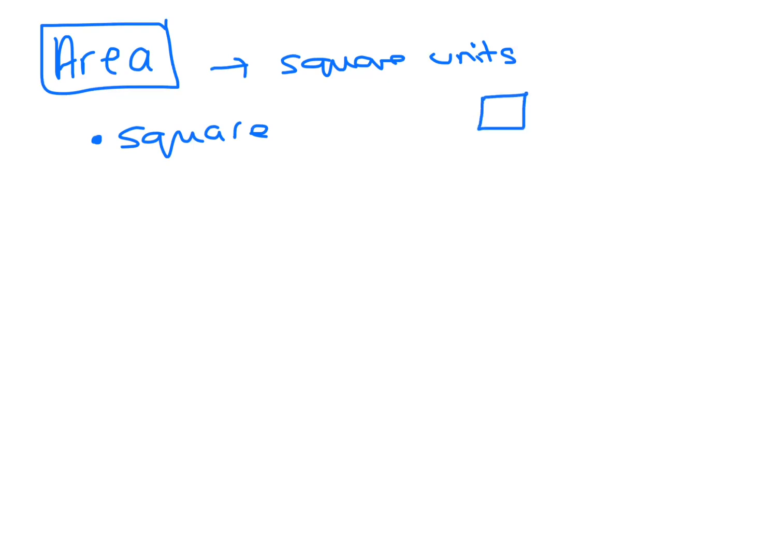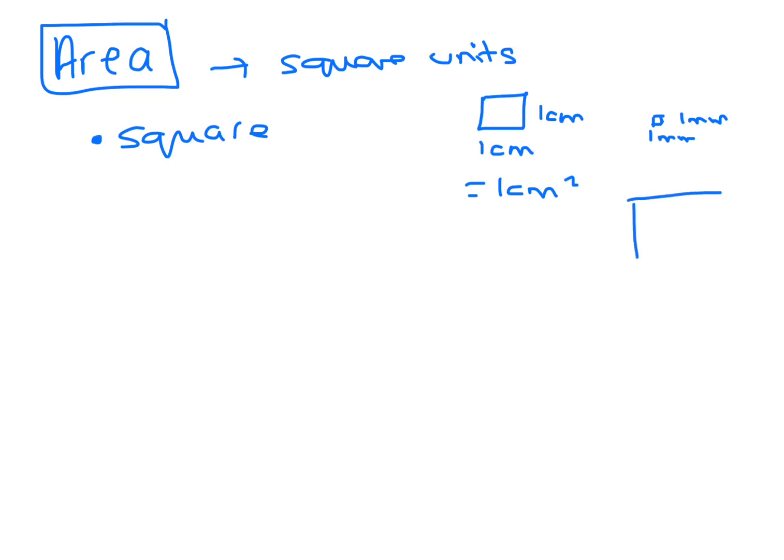So a square unit, for example, is 1 centimeter by 1 centimeter, or you could have 1 millimeter by 1 millimeter. 1 centimeter by 1 centimeter is equal to 1 centimeter square, or 1 square centimeter.